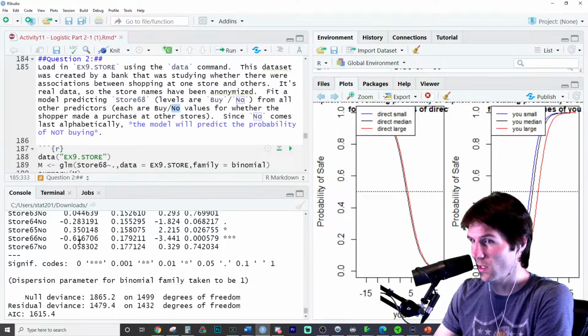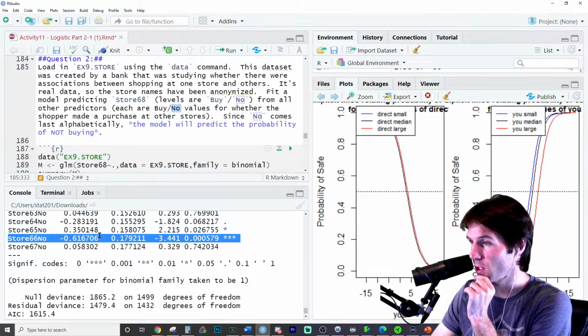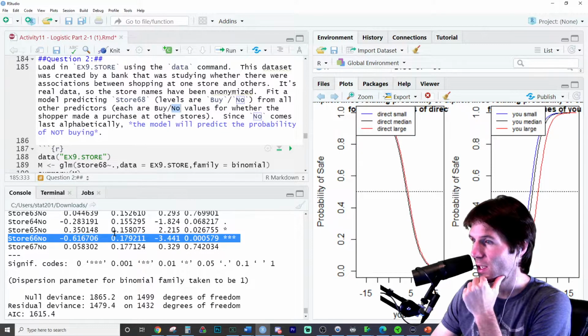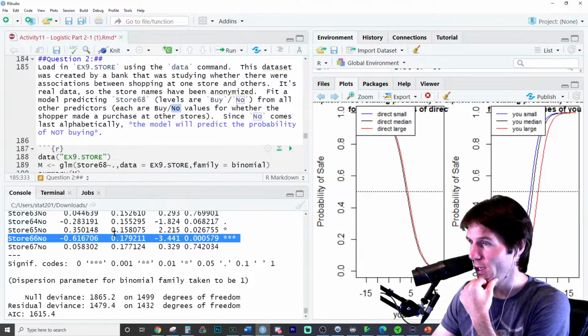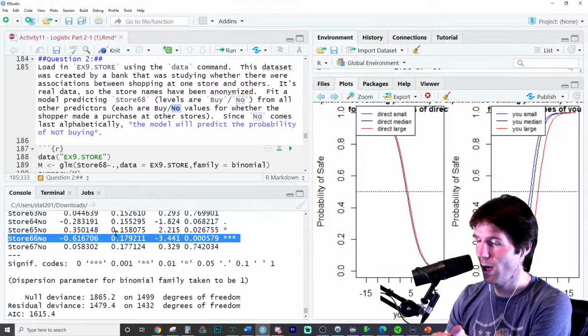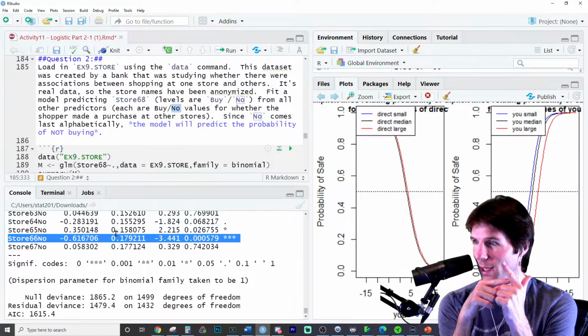So let's take a look. Store 66 is right here. And this negative coefficient means if someone does not purchase at store 66, oh, it was like triple negatives. If someone does not purchase at store 66, it'll lower the probability of them not buying. Okay. So not purchasing at store 66 lowers the probability of you not buying.